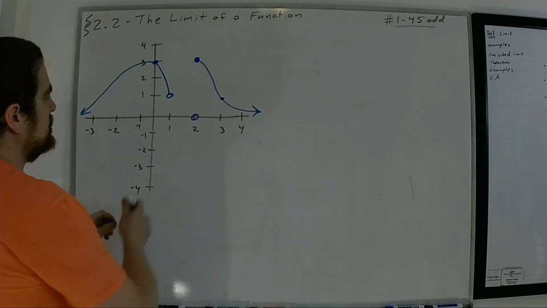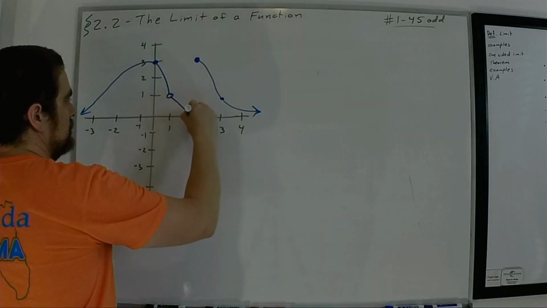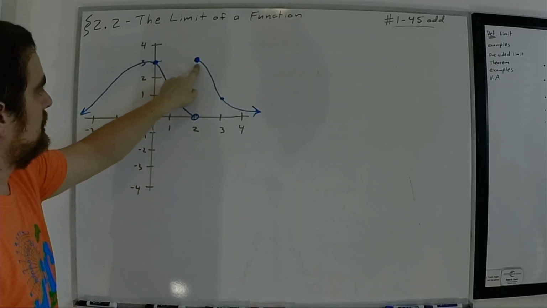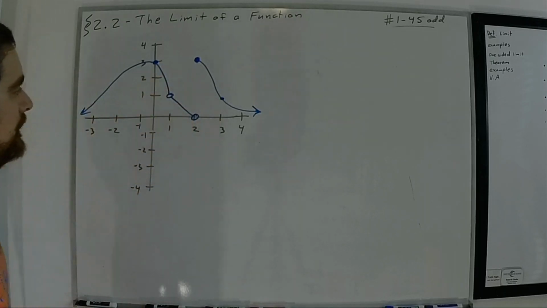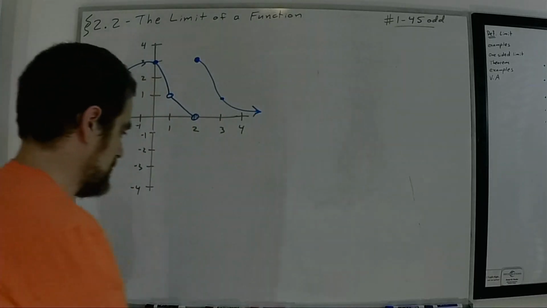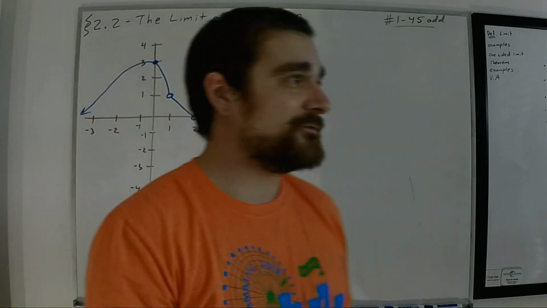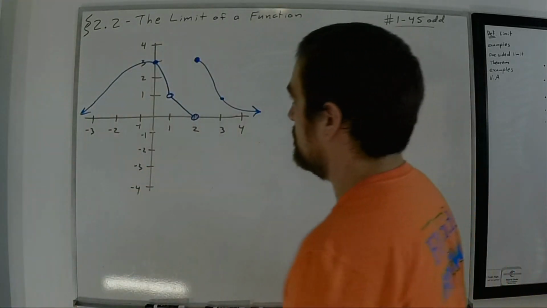And then, I wanted to connect this as well. Let me connect that. Right, at 2, there's a hole, but then I jump up to 3. And at 3, I'm crossing through 1. And then what I want to do is just basically look at a graph like this and see how many limits I can find just based on what's happening with the graph.